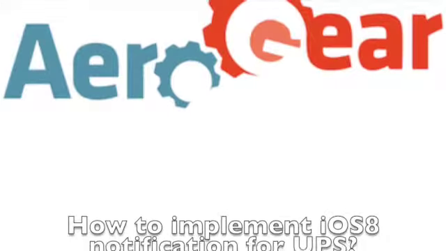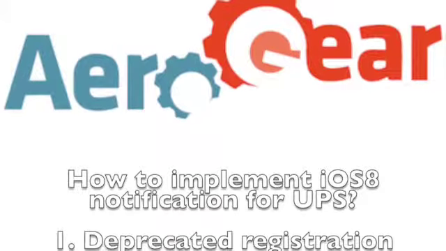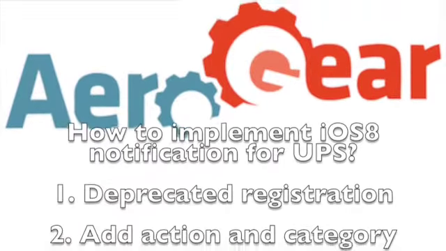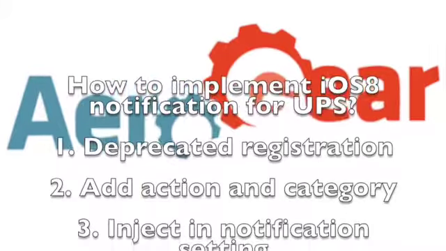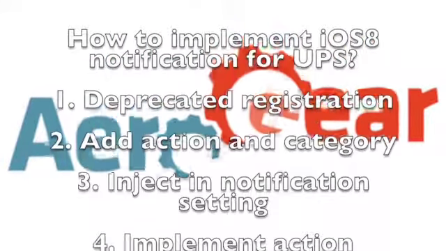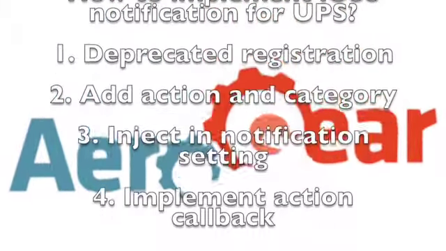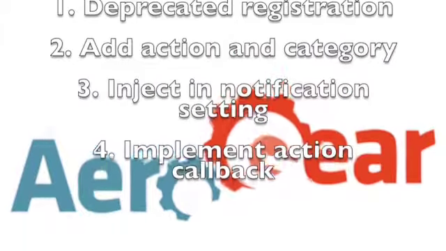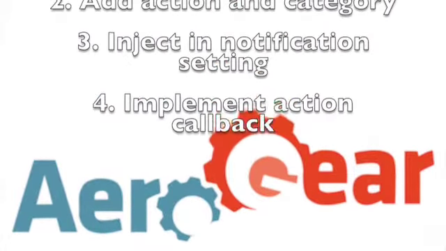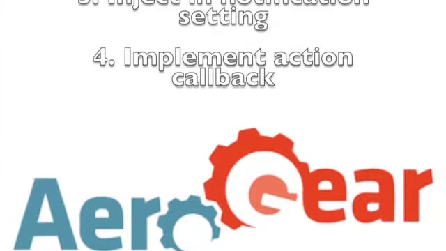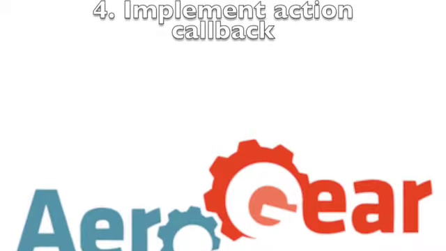So to implement the iOS 8 interactive notification, be aware of deprecated methods for registration. Just simply add action and category, inject them in your settings, and implement your action callback. So it's not very difficult. I hope you enjoyed this video, and happy iOS 8 notification.